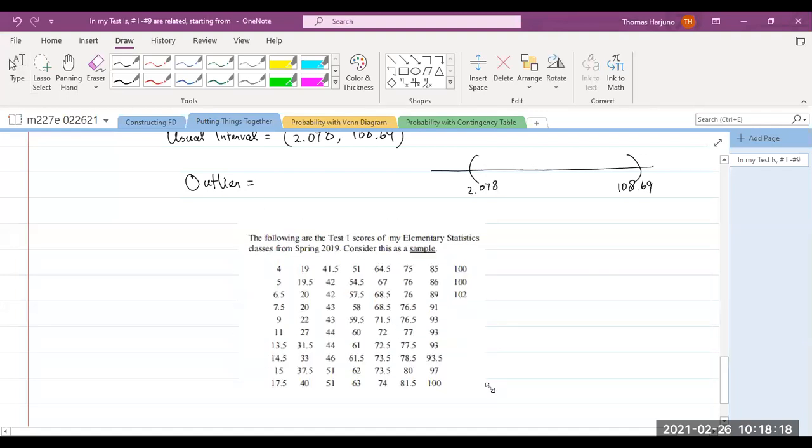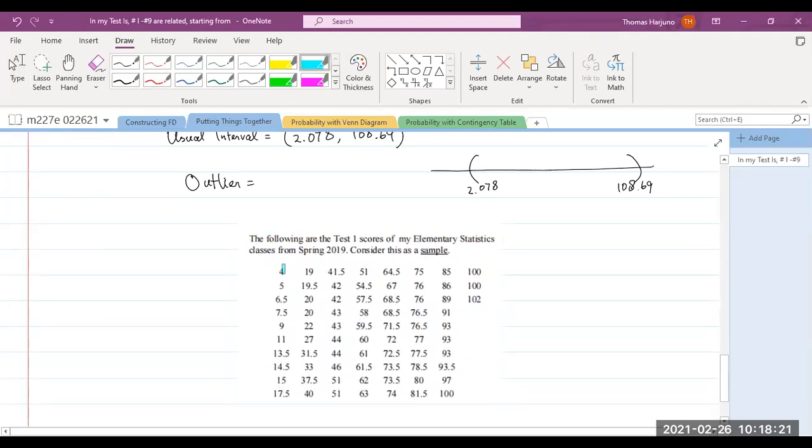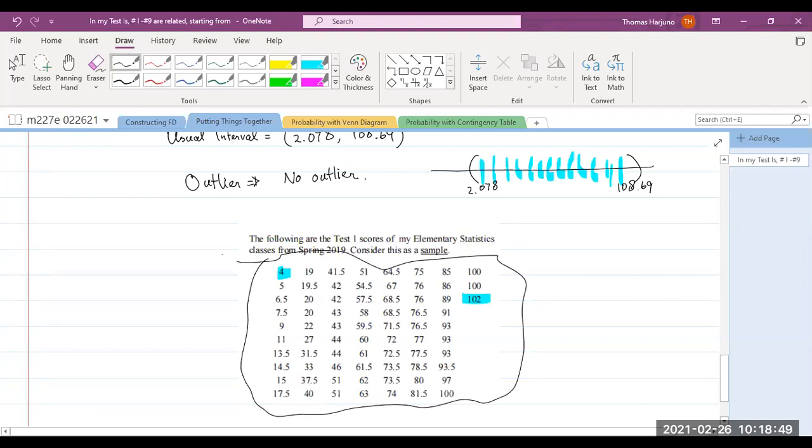Now you see that the smallest number, the minimum number 4, is in this interval, right? 4 is here. The maximum is also in this interval. So all the data is actually in this interval. So if that's the case, then no outlier. Why? Because all the data that we get here, all of them are in the usual interval.